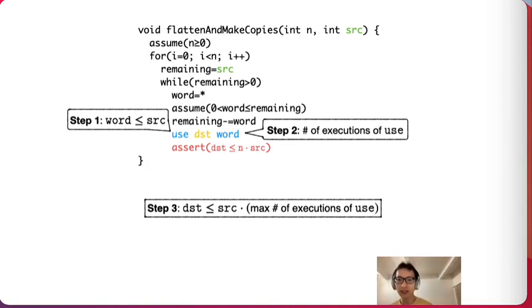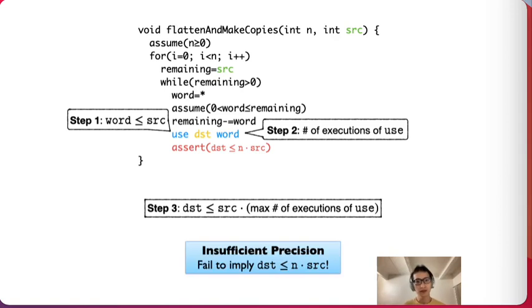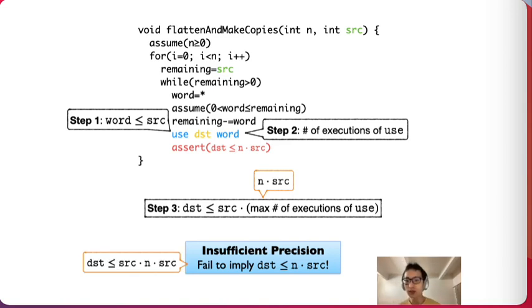Can we verify the given assertion by this approach? No. The key reason is that the max number of times executing the use command is n times source, because each inner loop iteration decreases remaining by at least 1. With n times source, we can only verify a weaker upper bound, source times n times source, instead of the desired bound, n times source.